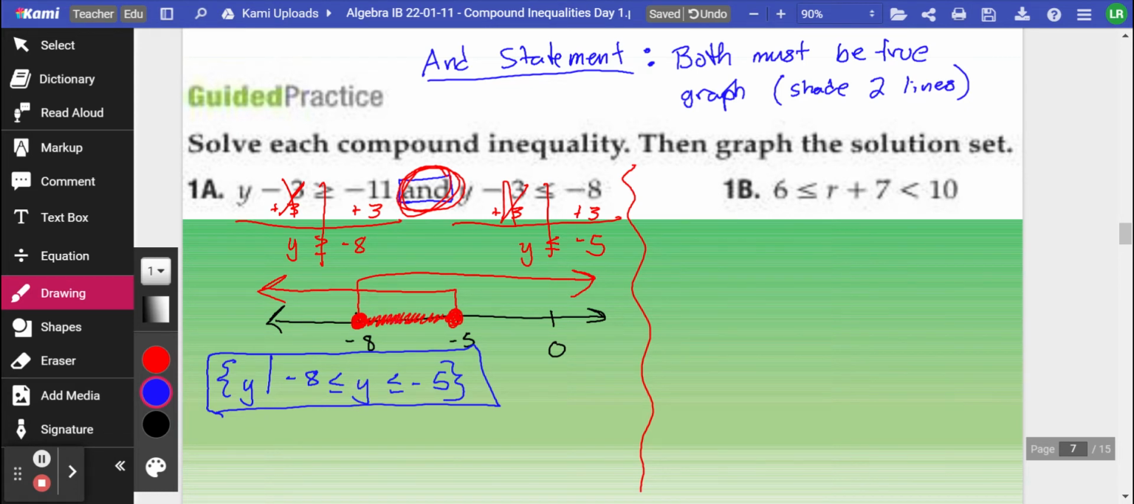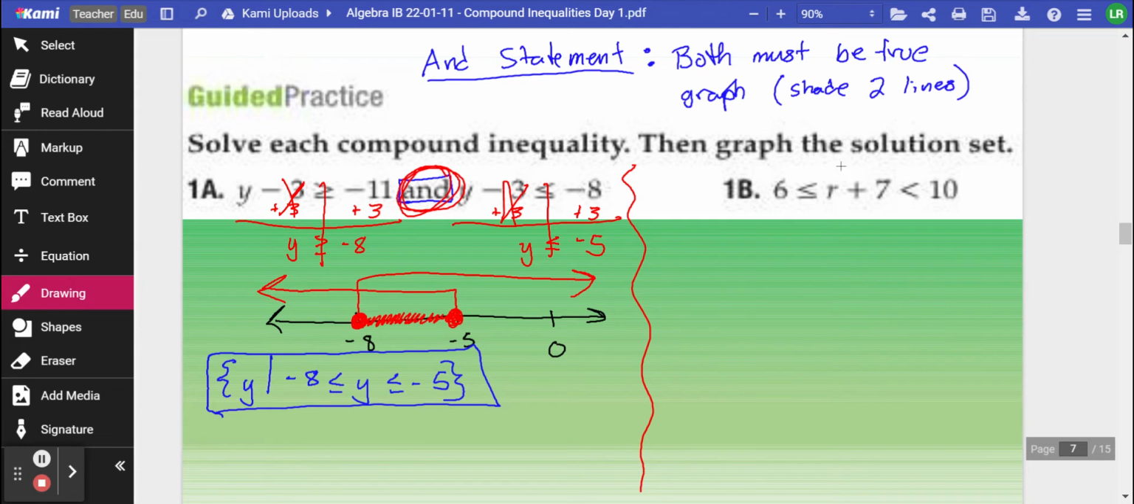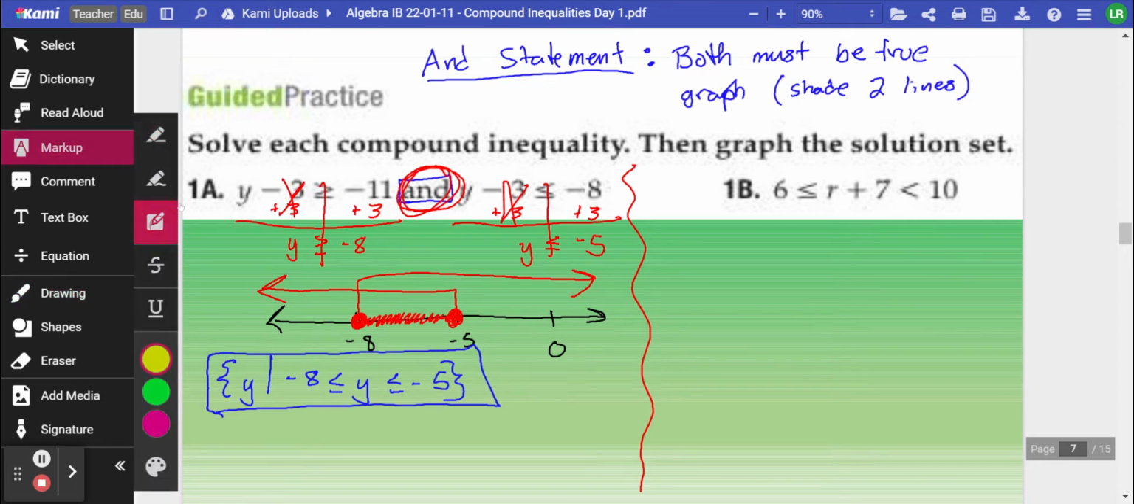Okay, letter B. Now, this one is written in a special way. It's a compound inequality. When it's written like this, where there are two inequality signs in the same problem, this is an automatic and statement. Now, the problem is we have to break it up into the two parts. So the middle section goes with both.